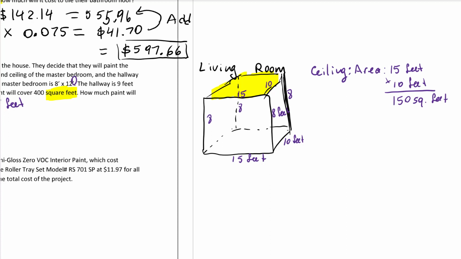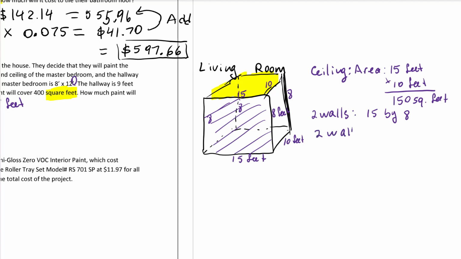Okay, so now we've got the walls. We've got this wall, and then the one behind this. So we've got 2 walls that have dimensions of 15 by 8. And we have the other 2 walls, this one and the one on the back, which are the same. So they are 10 by 8.